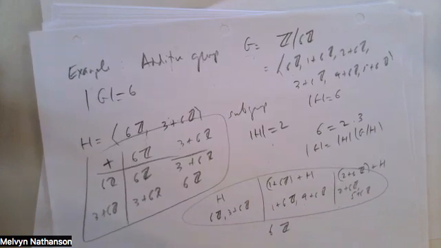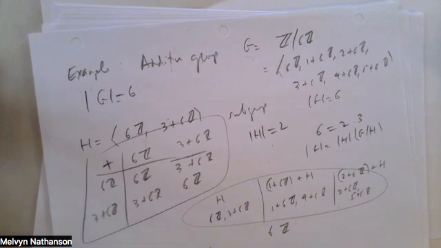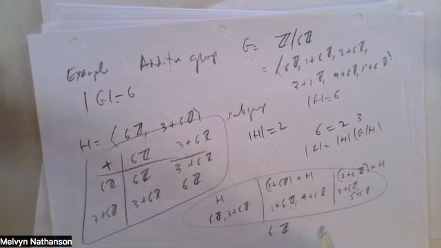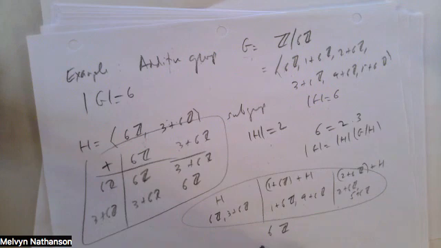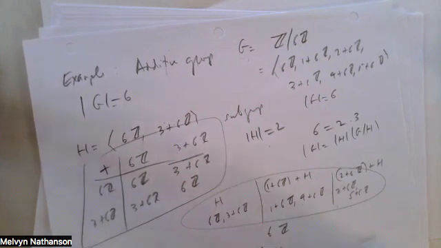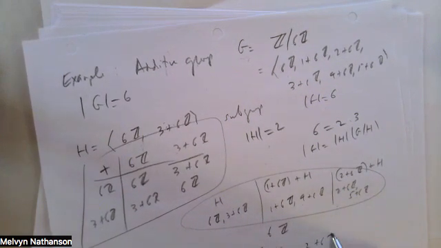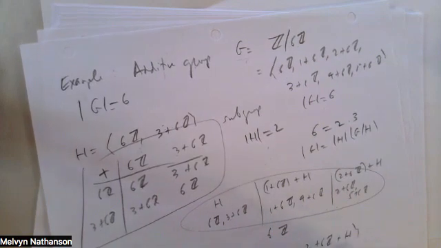So G mod H, you can call this a set of left cosets. This is H, 1 plus 6Z plus H, and 2 plus 6Z plus H. This is a collection of 3 elements. Each of these elements consists of 2 subsets.